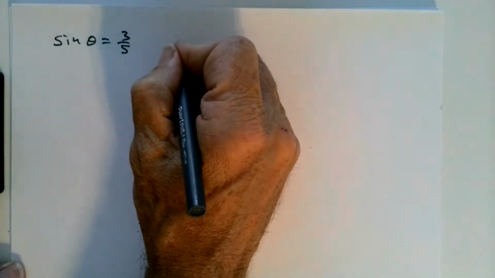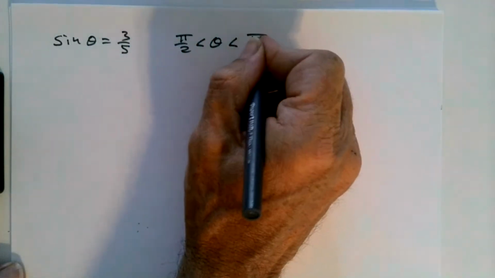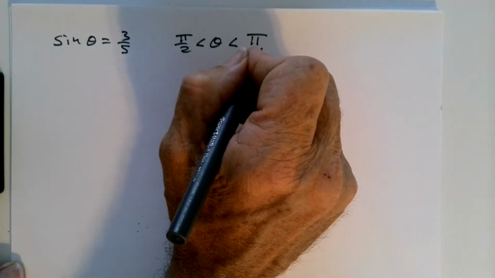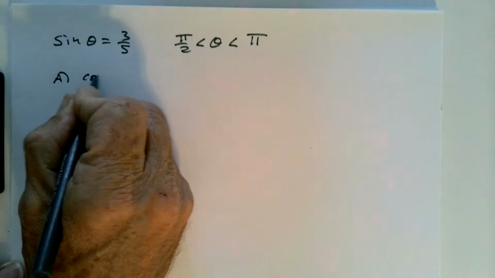And pi over 2 is less than theta is less than pi. So what do I want to find? First off, I want to find cos theta. Question A, what is cos theta?